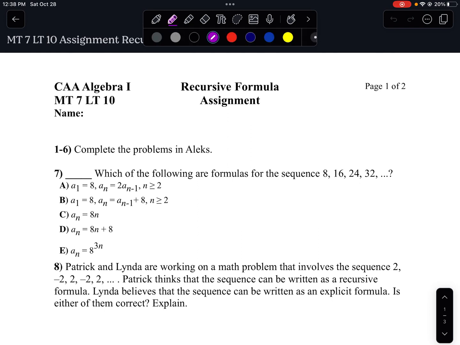Hey, let's take a look at your LT10 assignment from MT7. Don't forget to put your name on it. If you don't put your name on it, I'm going to be bugging you about turning it in. Questions 1 through 6, do those in ALEKS before we do that so you get the basics down.